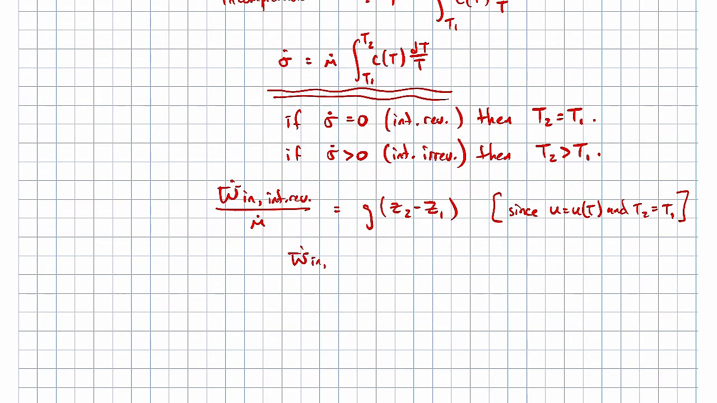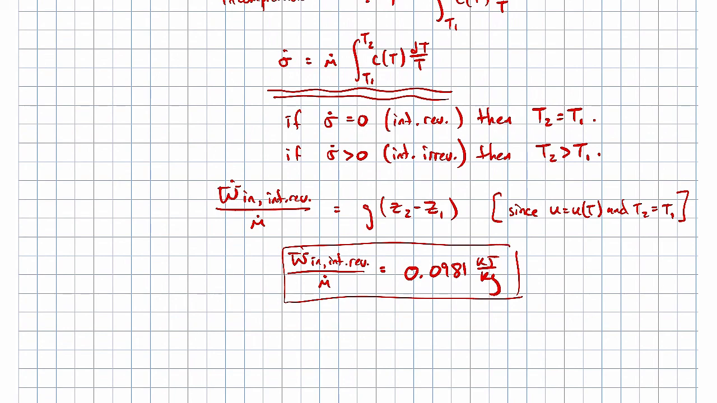And what you'll find is that when you plug in those numbers, it'll be positive 0.0981 kilojoules per kilogram. So that's the minimum power per unit mass flow rate that we'd have to put in to our pump in order to pump from the lower reservoir up to the upper reservoir.